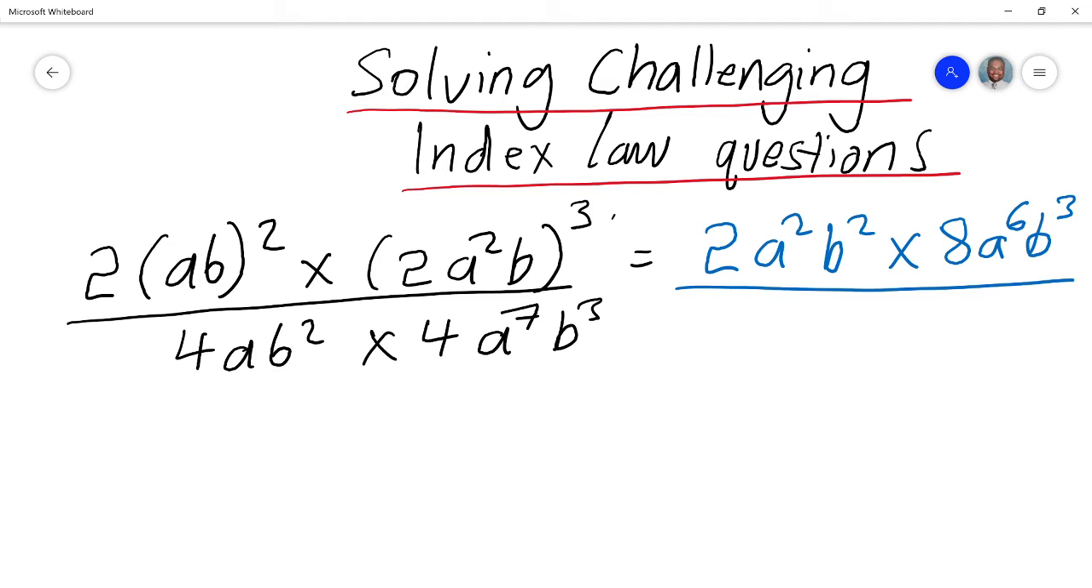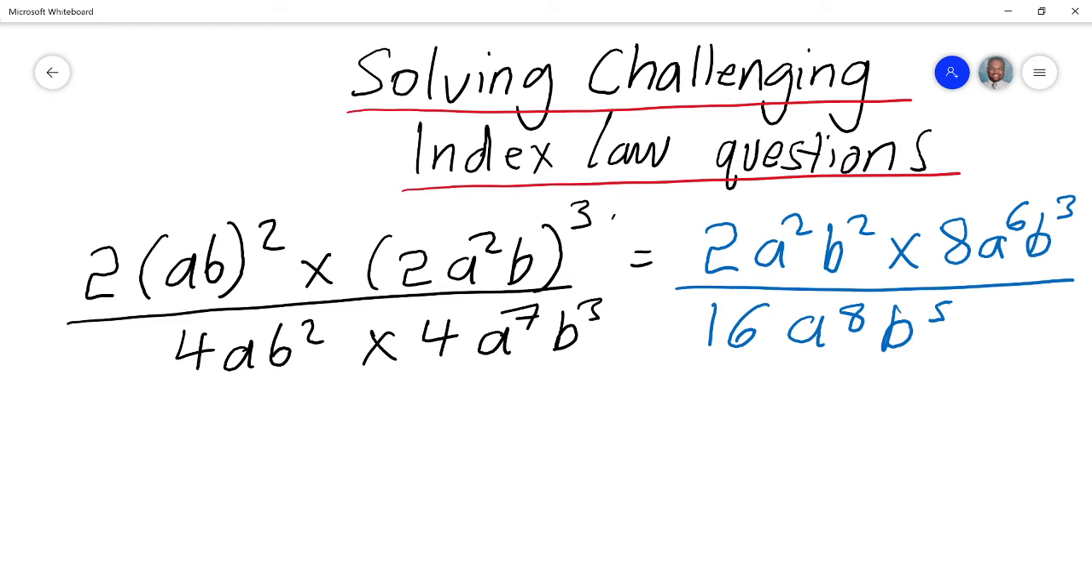Now, what I can do is I can go 4 times 4, which is 16, and a to the power 1 times a to the power 7 is a to the power 8. B to the power 2 times b to the power 3 is b to the power 5. All right, so what I've done is I've simply multiplied the numbers. Just remember the rule: when you get the same base, you just add the powers.